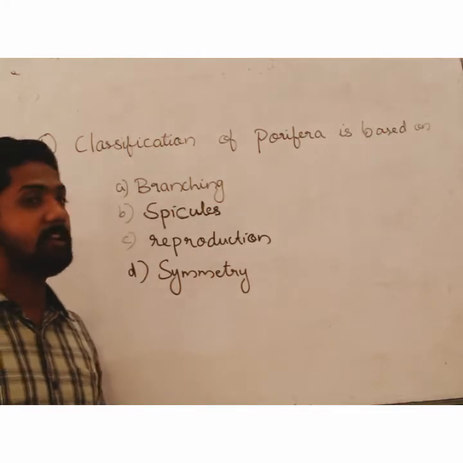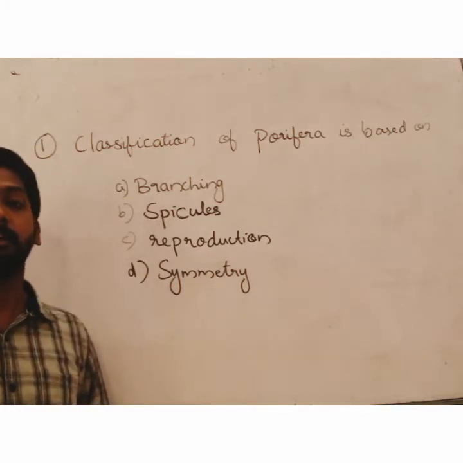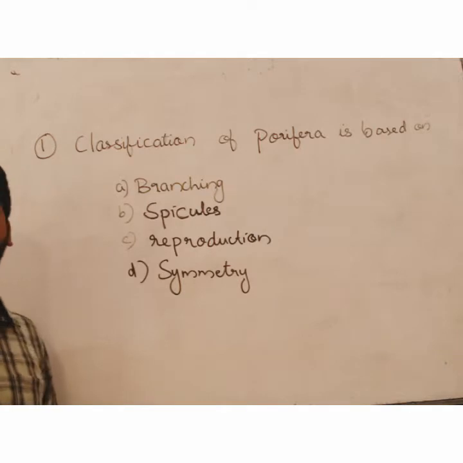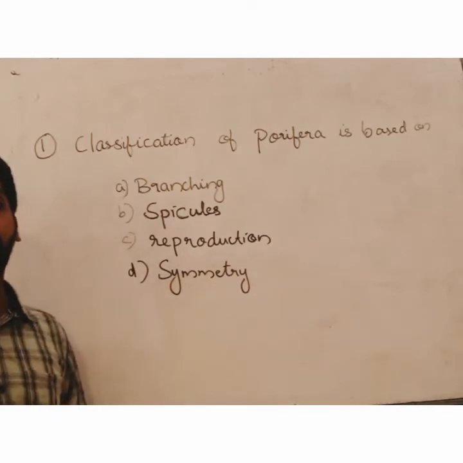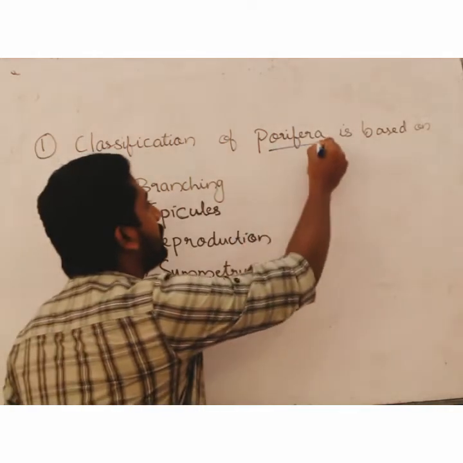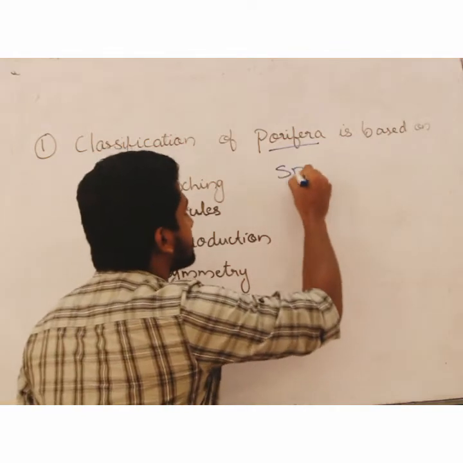I will read out the first question, which is from biology. Classification of phylum Porifera is based on: Option A, branching. Option B, spicules. Option C, reproduction. And option D, symmetry. We know that the phylum Porifera is also called sponges.